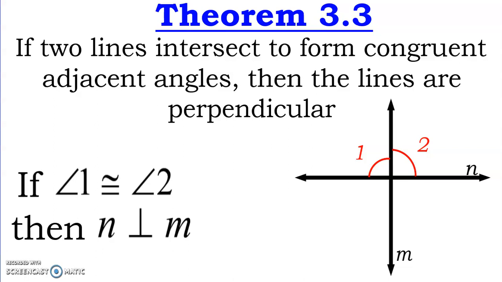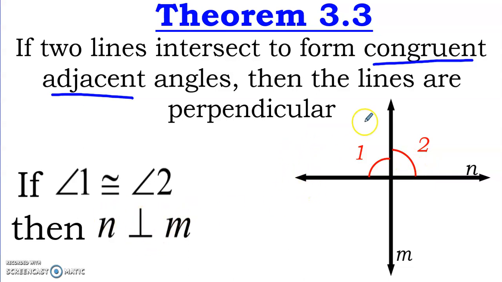So theorem 3.3 says that if two lines intersect to form congruent adjacent angles, so congruent means the same measure, adjacent means right next to. So here we have angle 1 and angle 2 are congruent because they both have the one tick mark, and they're adjacent angles because they're right next to each other. So these are congruent adjacent angles, then the lines are perpendicular. So since angle 1 is congruent to angle 2, we know that N is perpendicular to M.